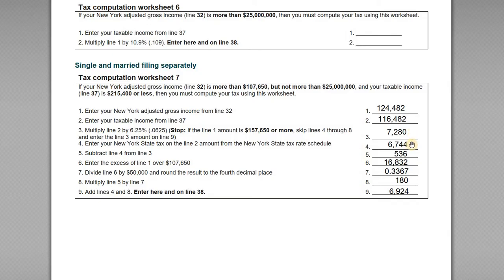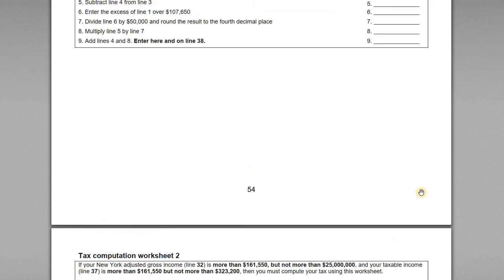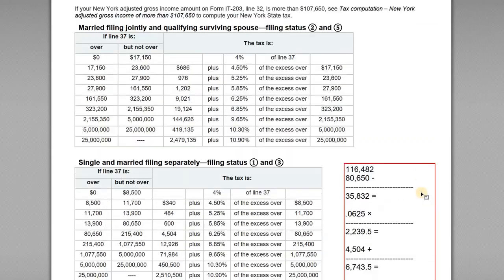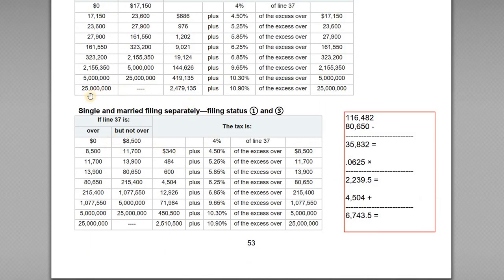So we've got our 124,482 and 116,482. Multiply line 2 by 6.25%, so we get 7,280. Line number 4, they want us to calculate the New York State tax using the tax rate schedules above. So if I scroll back, okay, so this is the New York State tax rate schedules. So in this table here, right, we're a single filer. When we look for our taxable income range, we're between $8,650 and $215,400.